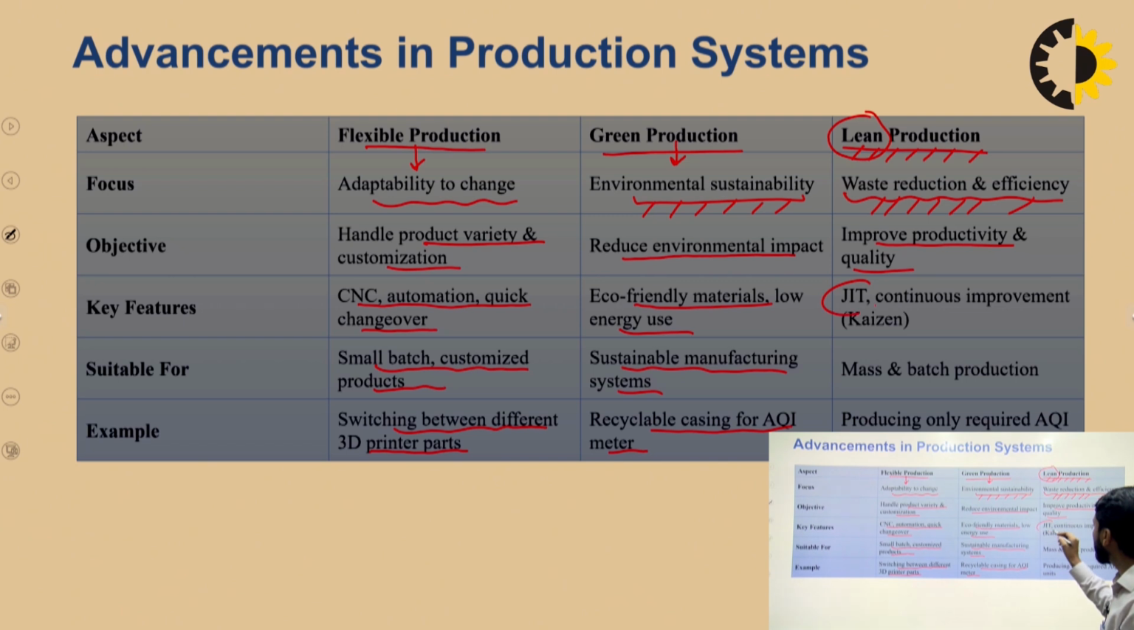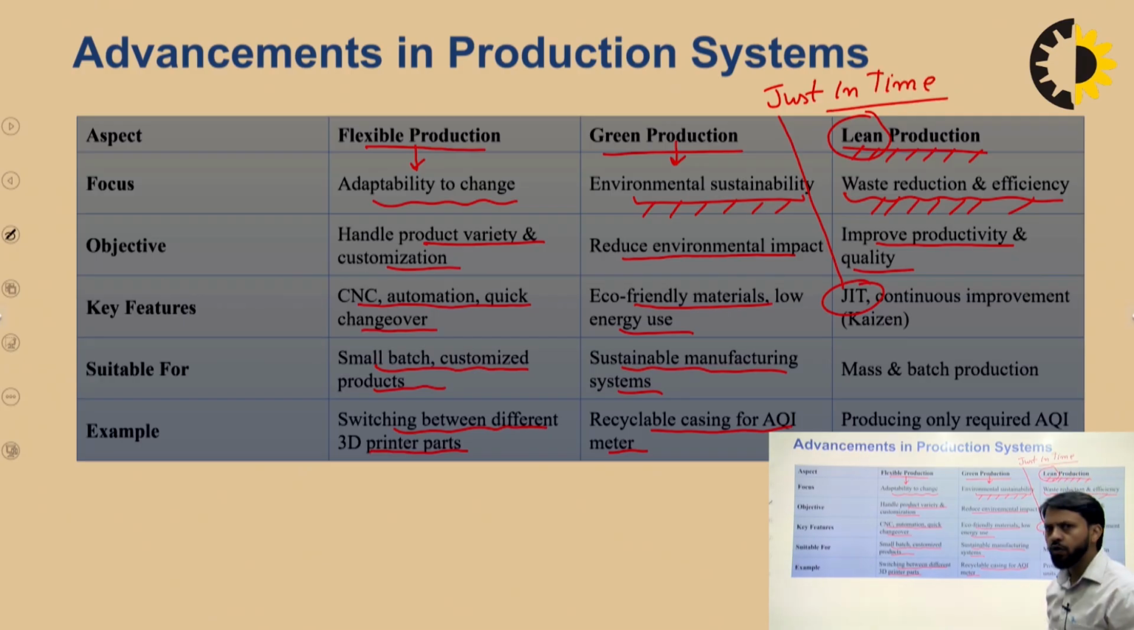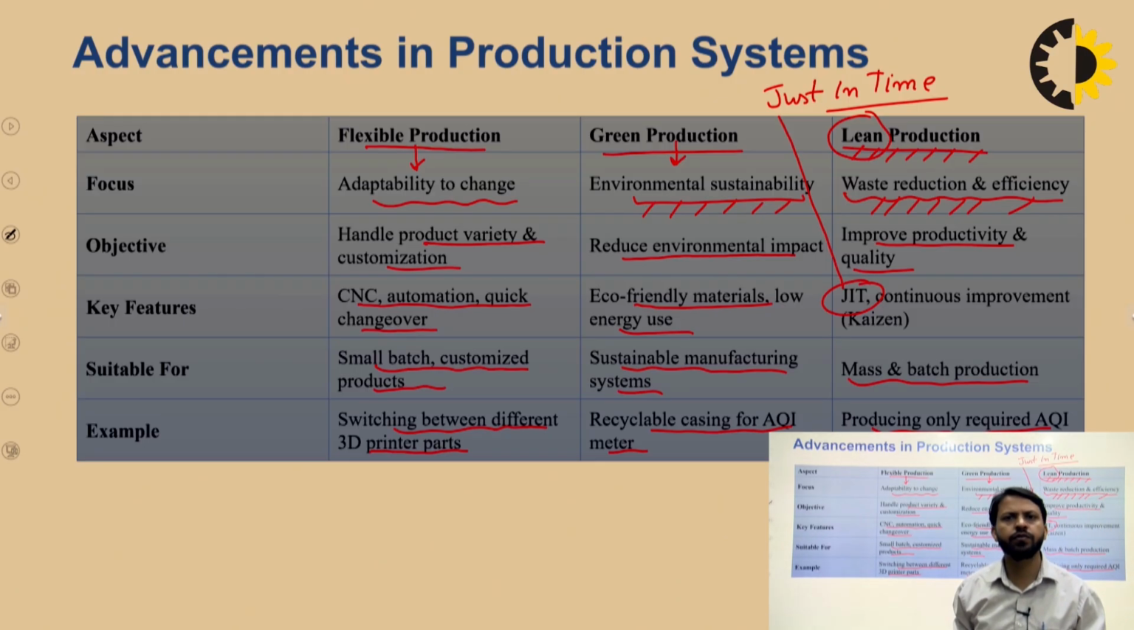A very important approach is JIT, which is just in time. So you are not going to procure so much inventory, and you are going to opt for a JIT system. That means you are going to produce, or procure, only when you are required to do so. You are not going to manage so much inventory, and you are not going to increase waste in your production system as well. This is relevant for mass and batch production, producing only the required AQI units. This philosophy came from the Japanese concept.